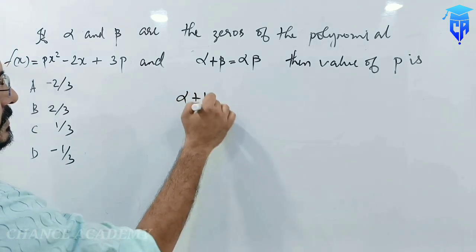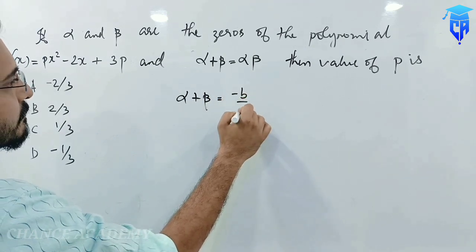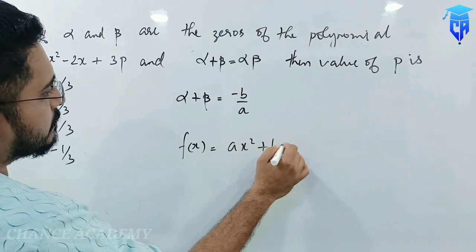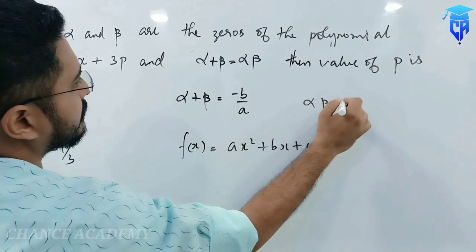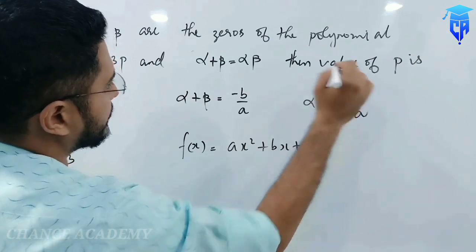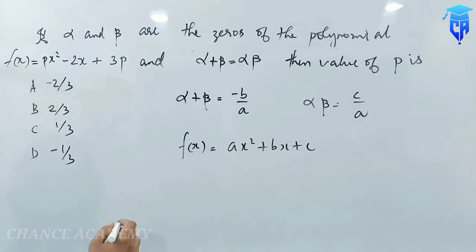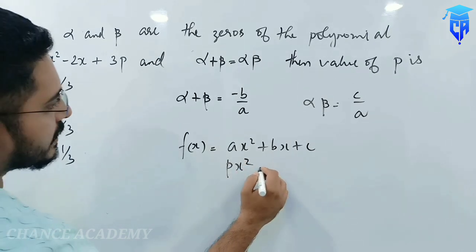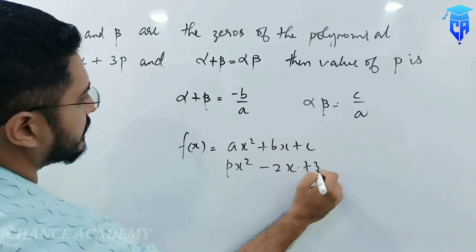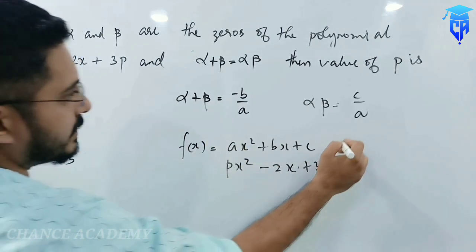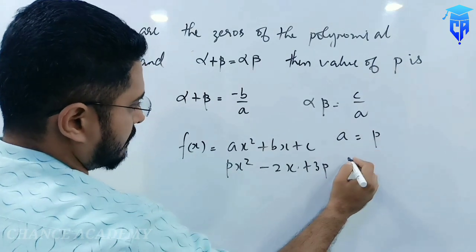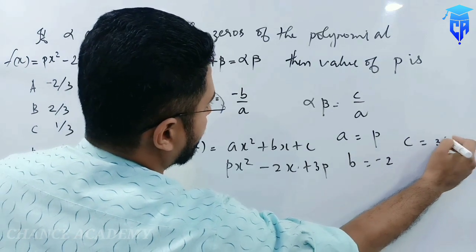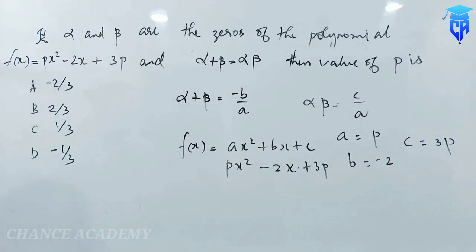Sum of zeros, alpha plus beta, is minus b by a, for a standard polynomial f of x of the form ax square plus bx plus c. And alpha beta, the product of zeros, will be c by a. So comparing the given polynomial with the standard form, it's given px square minus 2x plus 3p. So from these, we'll be getting a as p, b will be minus 2, and c is equal to 3p. Now we have the values for a, b, and c.